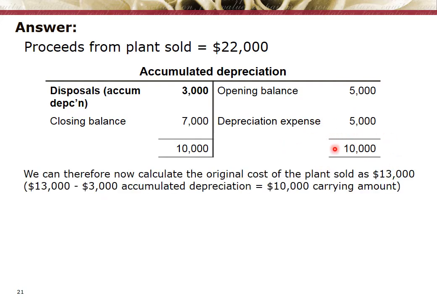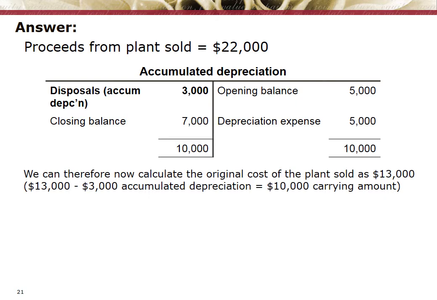Therefore we can now calculate what the original cost of the plant that was sold was. We were told in the question that the carrying amount of the plant sold was $10,000, but what was it including its accumulated depreciation? What was the original cost amount? $10,000 plus the $3,000 from here equals $13,000.